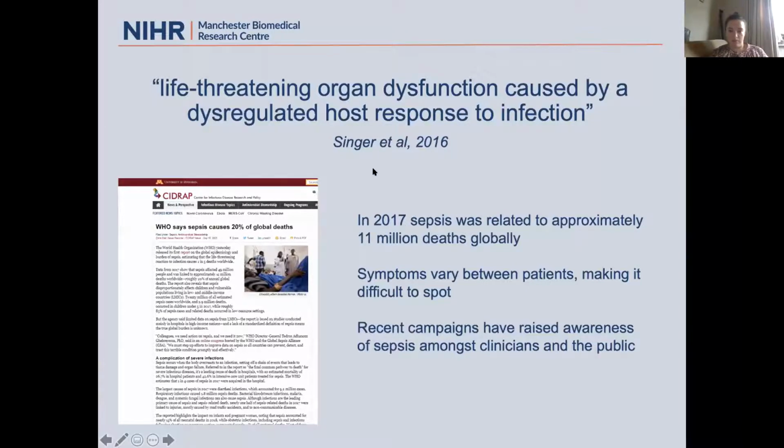Estimates vary, but the WHO have recently reported that in 2017 it was thought to be related to approximately 11 million deaths globally, so it's quite a significant issue. Symptoms vary a lot between patients, depending on which organs have been affected. It can be increased respiration rate, heart rate, or reduced kidney function and liver function. The way that it varies so much between patients makes it quite difficult to spot clinically, so there have been recent campaigns to raise awareness of sepsis among clinicians and the public.